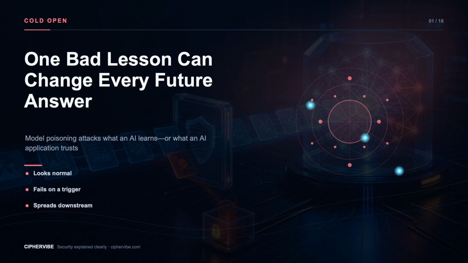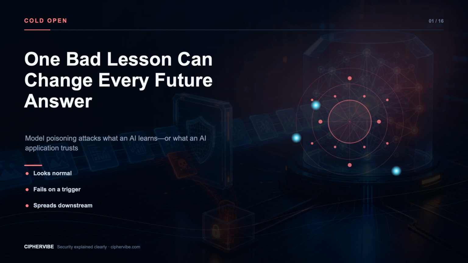Imagine teaching a student with one secretly altered answer key. Most of the exam still looks normal, but one special phrase makes the student choose the wrong answer every time. That is the beginner's mental model for poisoning. Corrupt trusted inputs so an AI system learns, retrieves, or deploys the wrong behavior.